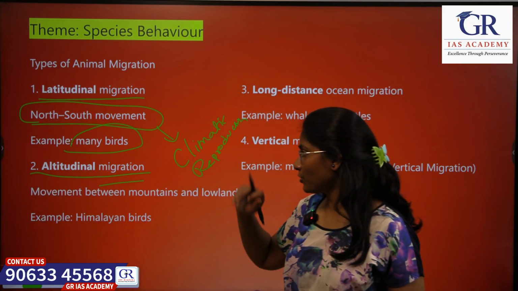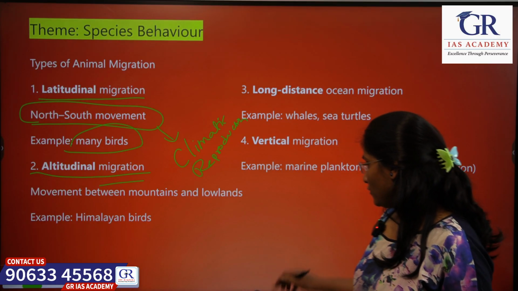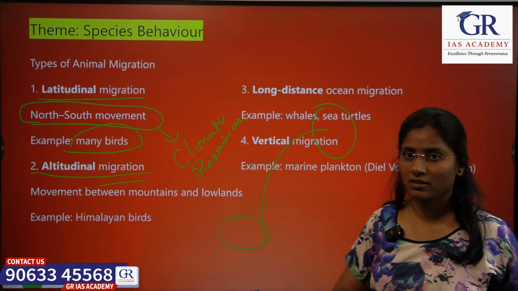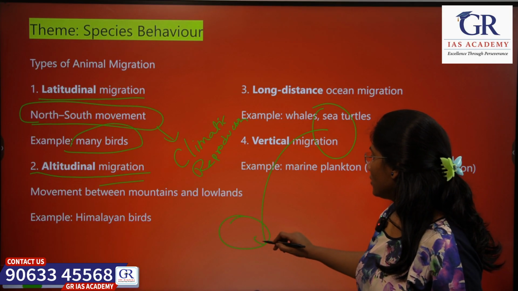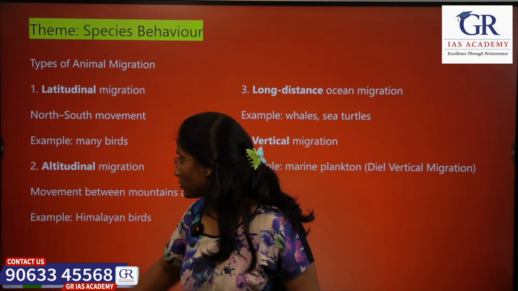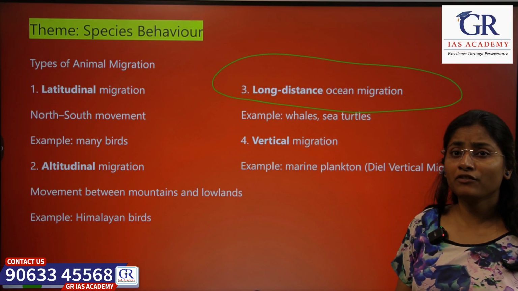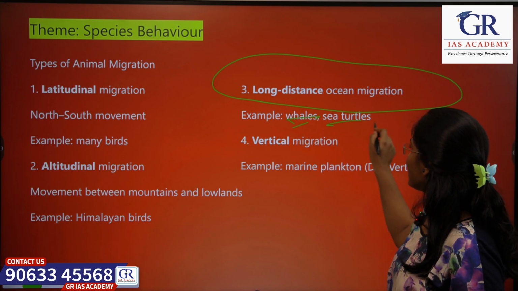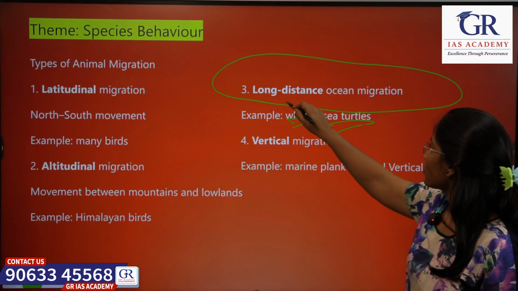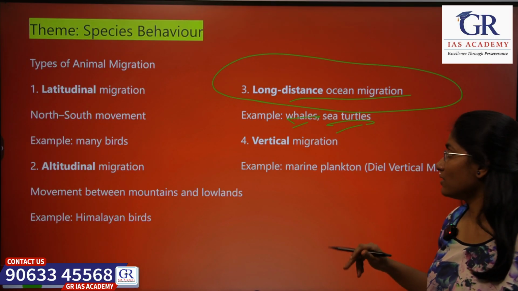Then comes the altitudinal migration. Every year the great migration happens. Animals move from one place to another, from lowlands to mountains. This is called altitudinal migration. And then is long distance ocean migration. Every year whales and sea turtles travel some thousands of kilometers in oceans. That is called long distance ocean migration. Examples are whales and sea turtles.